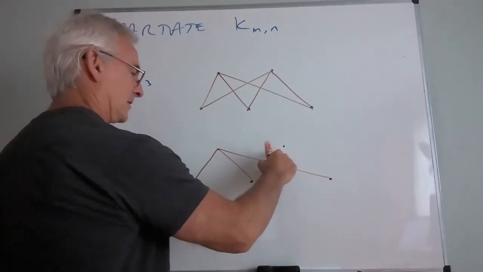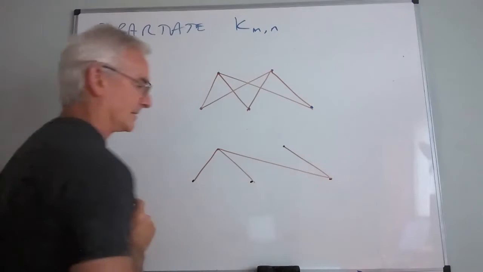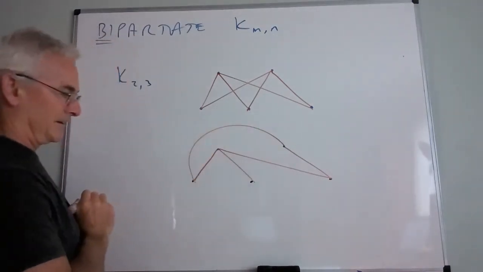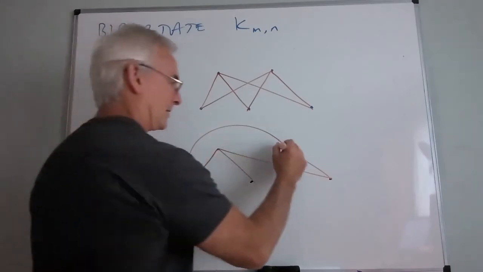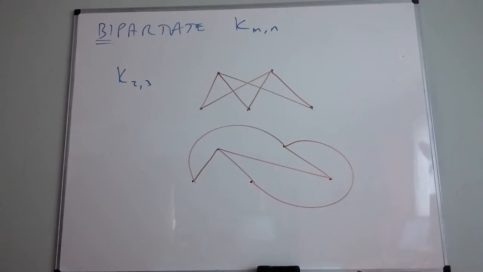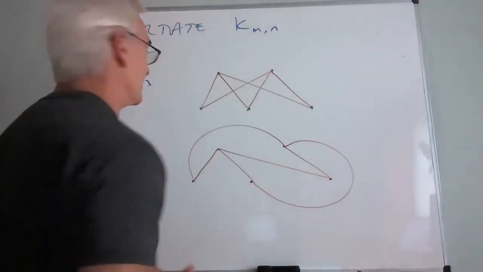I got to get from here to the other guys. Well, okay, that one's easy. Can I go like this? Is that legal? Yep. And how about that? Is that legal? We did it. We just drew it without any of them crossing. All right, we're good. We're really good.